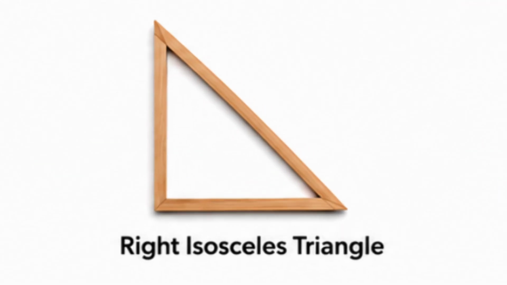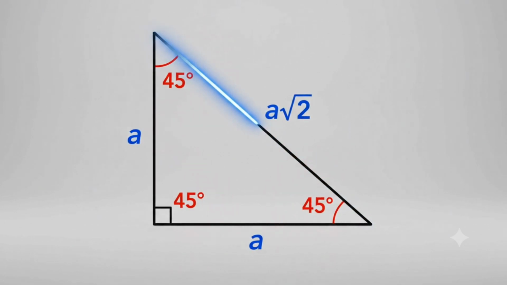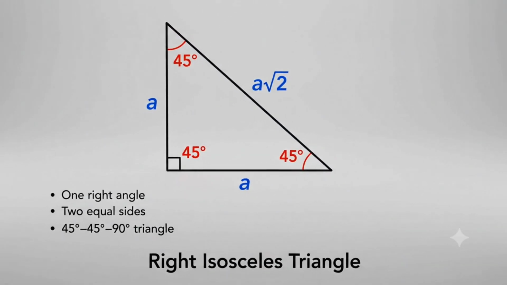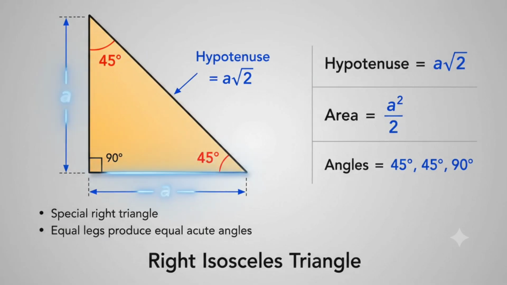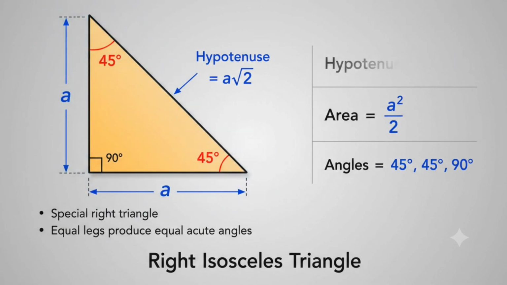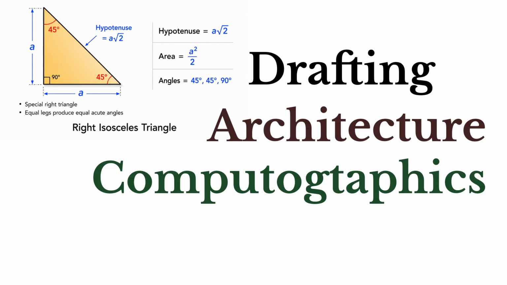Right isosceles triangle. A right isosceles triangle combines the properties of both a right triangle and an isosceles triangle. It has one 90-degree angle and 2 equal legs, producing 2 remaining angles of 45 degrees each. If each equal side has length A, the hypotenuse becomes A square root of 2. The perimeter is P equals 2A plus A square root of 2, and the area is A squared over 2. This special triangle appears frequently in drafting, architecture, and computer graphics because of its simple mathematical proportions.